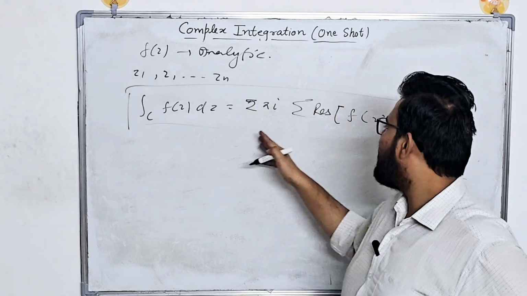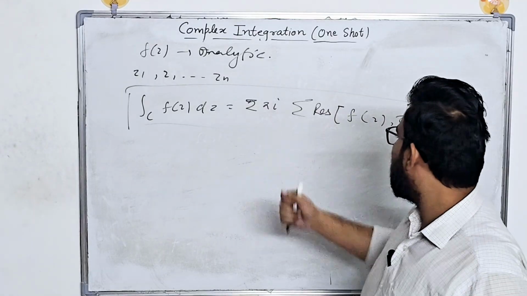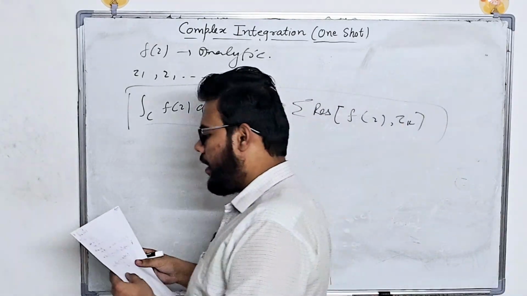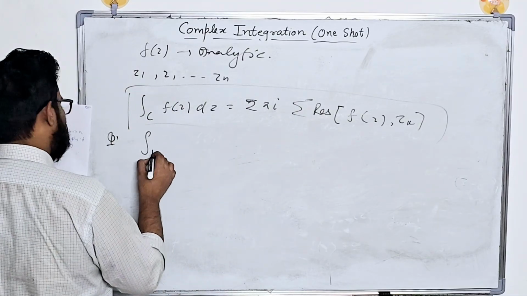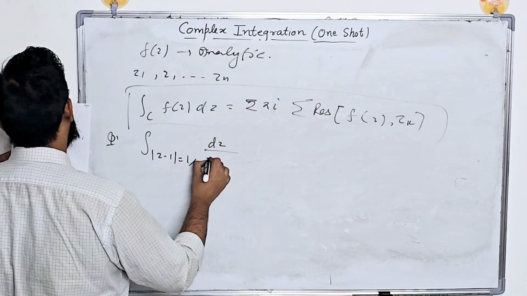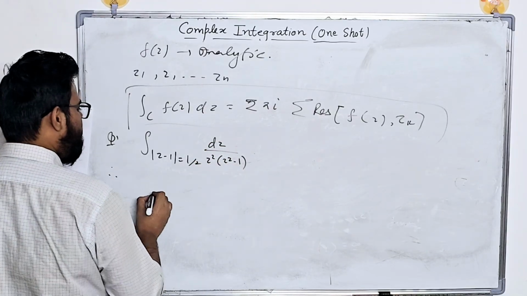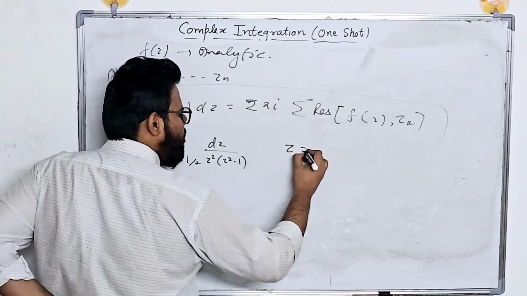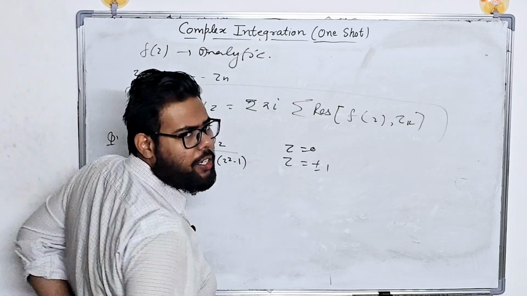So this is it. This is the formula, the summation of all the residues at these values. For example, this question: the integral over |z minus 1| = 1/2 of dz divided by z(z² minus 1). Hence we can see that z is equal to 0 and z is equal to plus minus 1. So these are simple poles, and this is the pole of order 2.